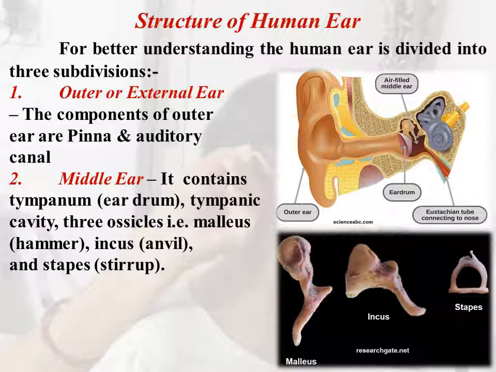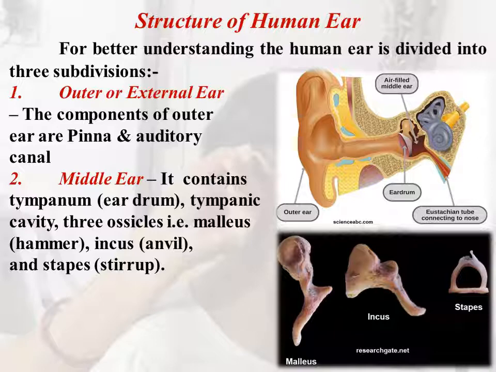We'll discuss this in the function section. Okay. So this is your canal, that is known as the auditory canal. These two components, pinna and auditory canal, make the outer or external ear.